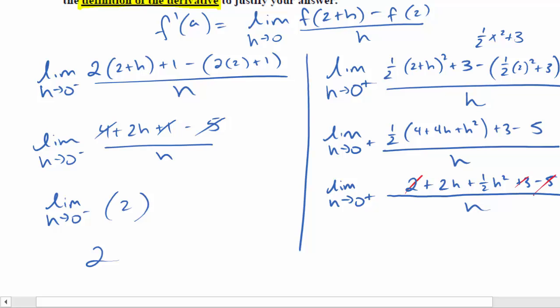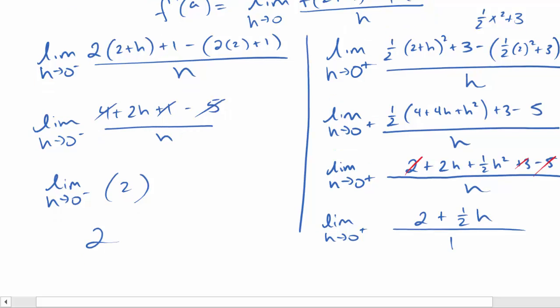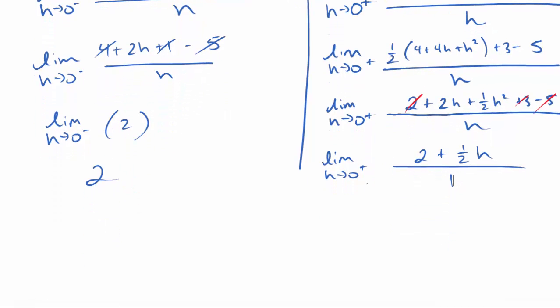The 2 plus 3 will cancel out with 5. A lot of h's will cancel, one from each one specifically, and that will leave us with 2 + 1/2 h. Now, since we can plug in h equals 0, we're going to be left with 2. So what does that mean for us? Well, left-hand slope is going to equal 2, and the right-hand slope is going to equal 2.